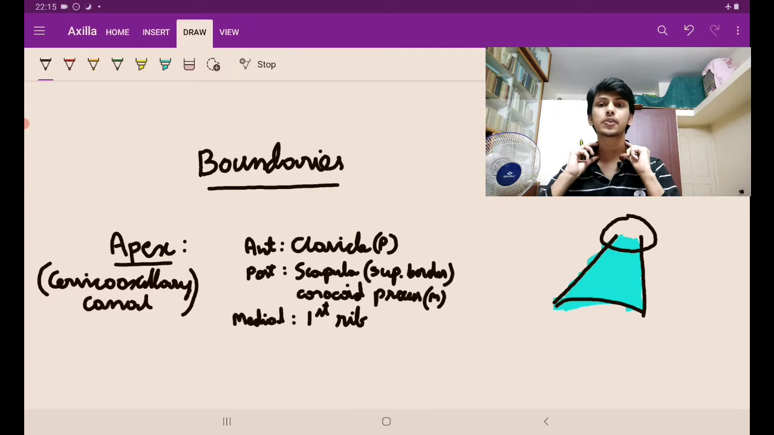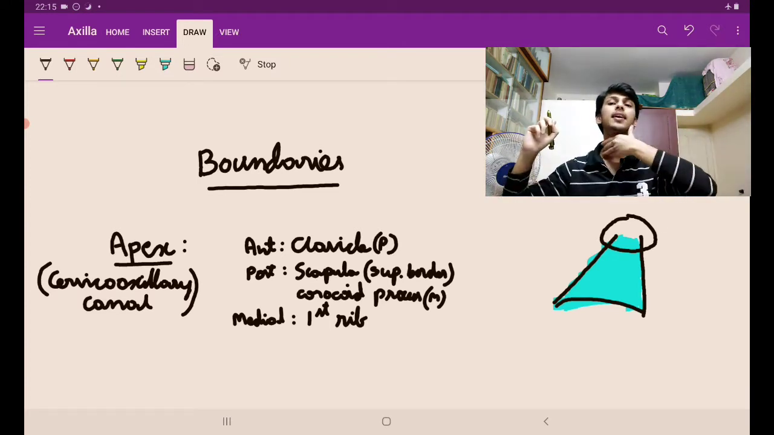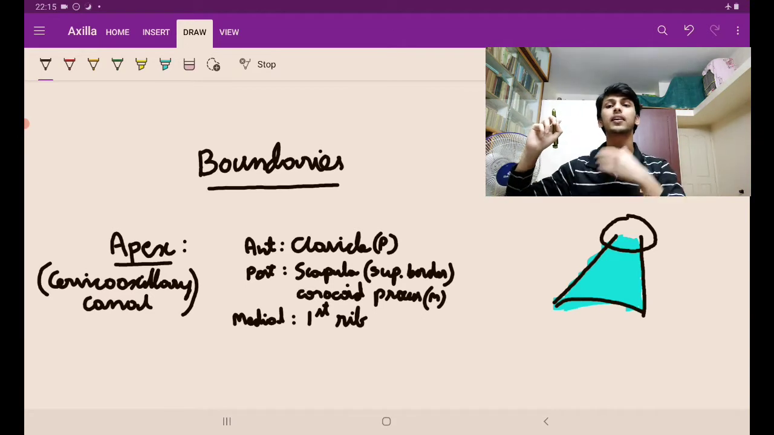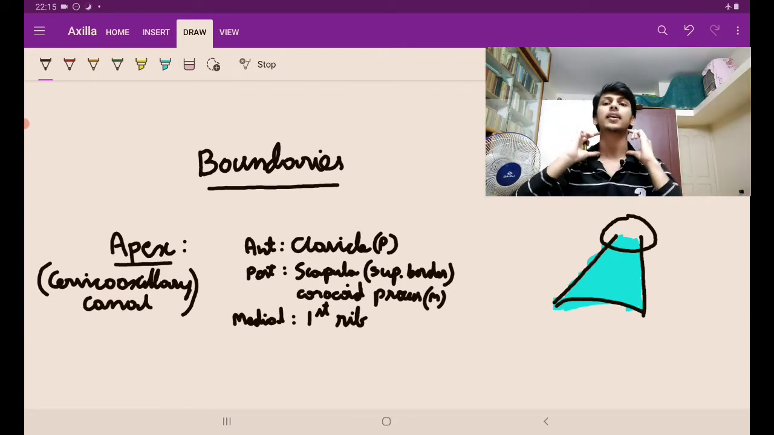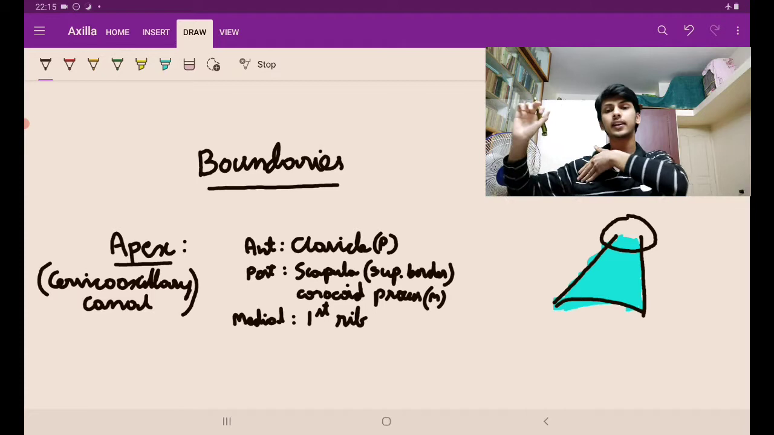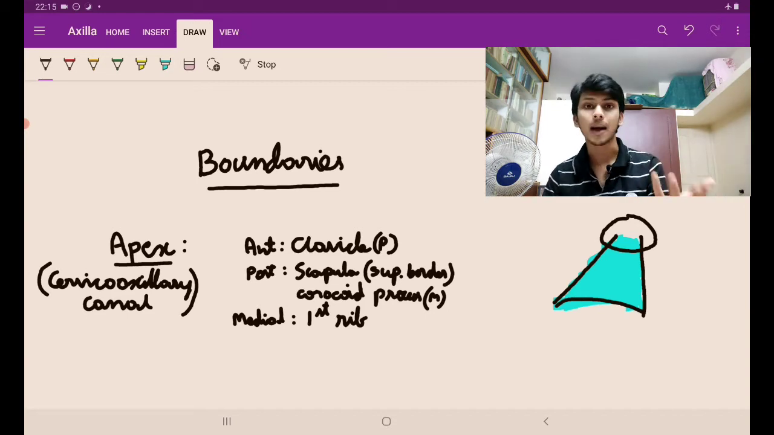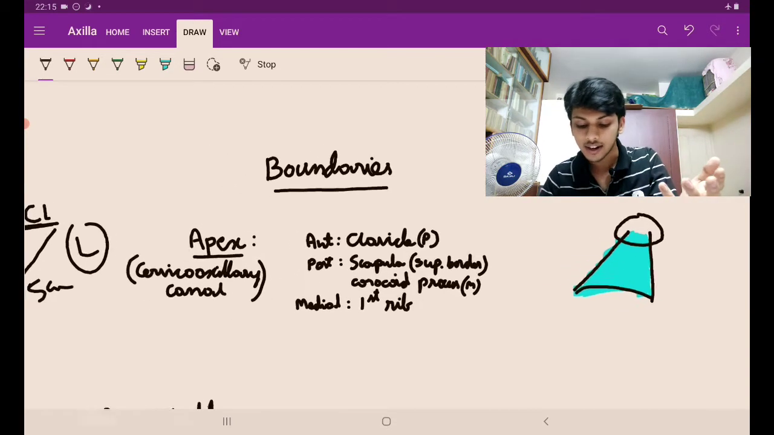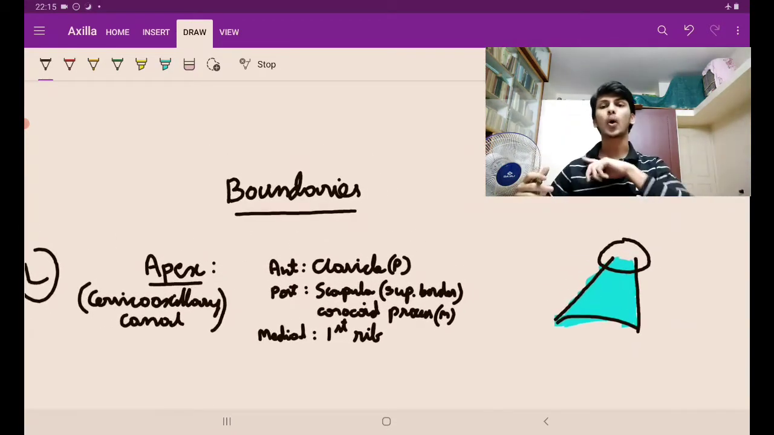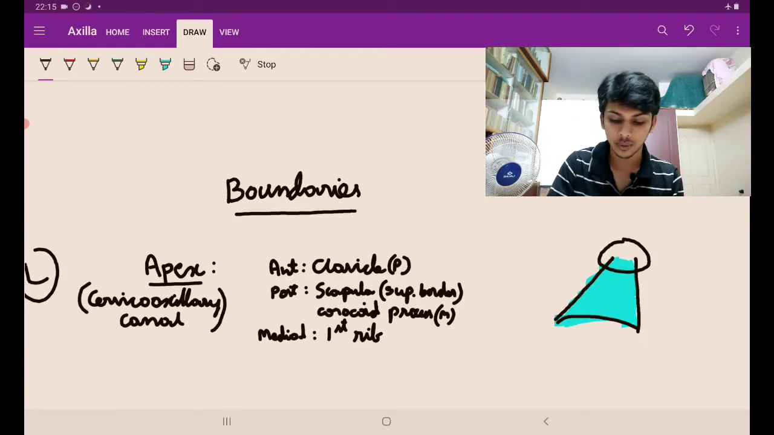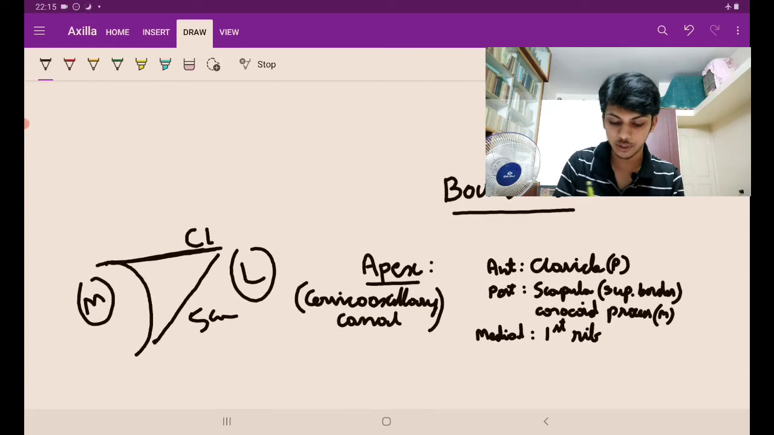Because certain contents of the axilla, like the trunks of the brachial plexus, enter the axilla from the neck. The brachial plexus forms in the neck. It comes here, then it enters the axilla. So if it has to enter the axilla, it has to enter through the apex of the axilla. So what are the boundaries of the apex? Apex is divided mainly into anterior, posterior and medial boundary. So how is it? I'll be showing you now.